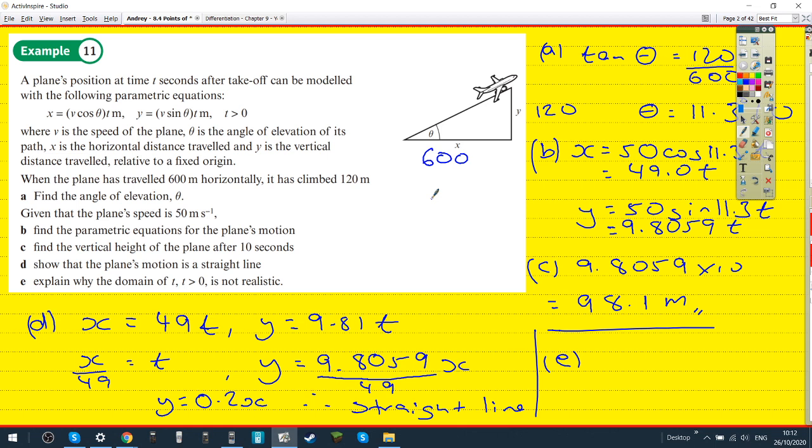So is it just because time is never negative? No. T is greater than 0, is never negative either.